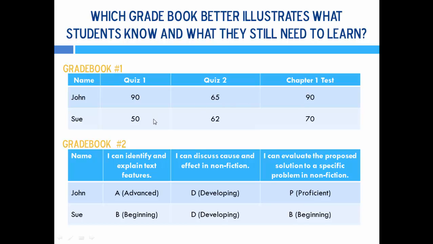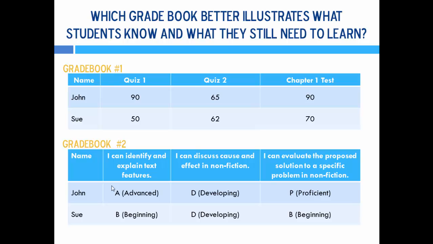When you look at the standards-based grading grade book, you will see the standards. So, I can identify and explain text features. John has an advanced. So John is not only at grade level, he's beyond that. He understands deeply how to identify and explain those features. While Sue, she needs some additional help. And we know that immediately, and we could pull Sue aside and give her additional resources and extra reinforcement with those skills.